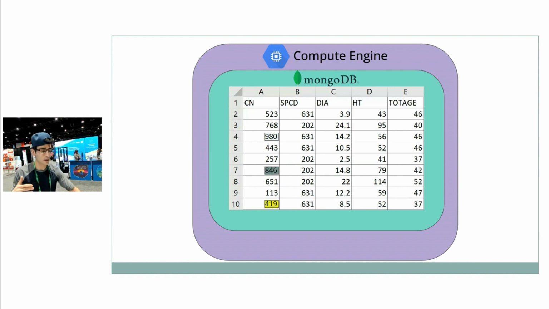Now we have a Compute Engine instance, which is just basically a virtual machine. If you don't know what a virtual machine is, it's just a mini computer with its own operating system and hardware. And we have MongoDB installed on this virtual machine. And we have our Forest Inventory Analysis database, which is the database that has all the tree metrics installed within Mongo. So all we're doing here is simply doing a query for all the tree metrics that we need to be able to run into FES.